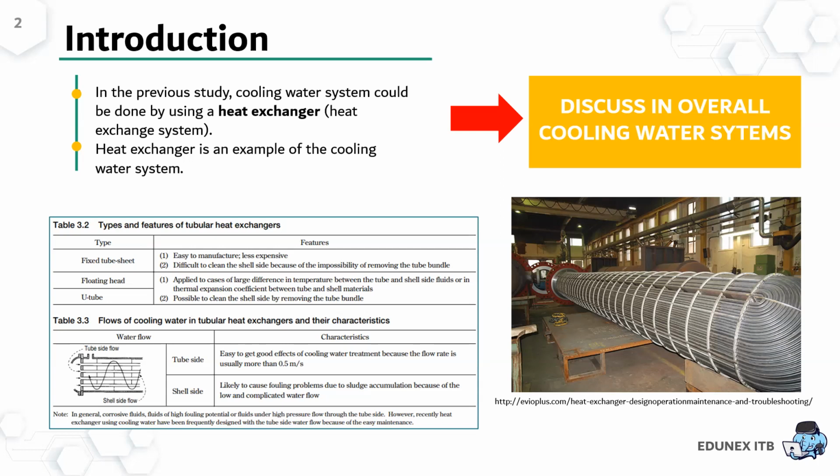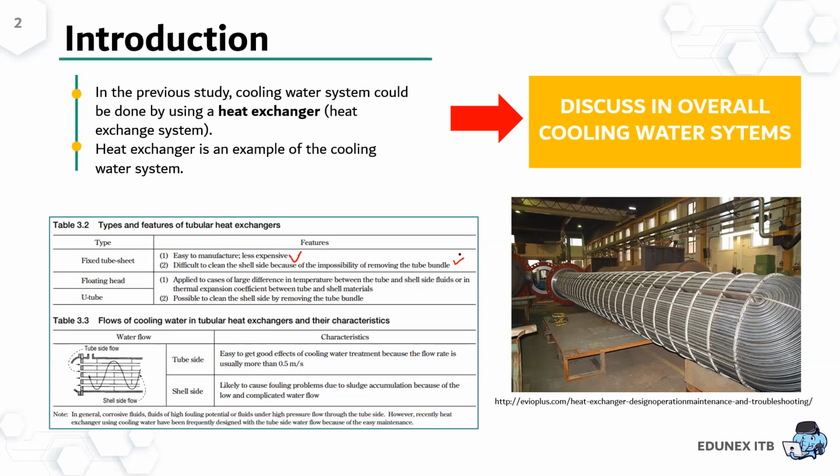And these are several features provided by each type of heat exchanger. The fixed tube sheet is easy to manufacture, and the price is cheaper compared with other types. However, the fixed tube sheet has disadvantages. It is difficult to clean the shell side due to the impossibility of removing the tube bundles, because the position is fixed, so it is very hard to do cleaning or maintenance, especially for the shell side.